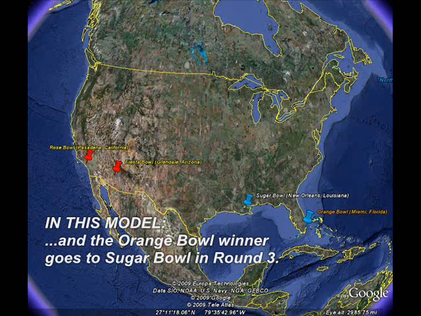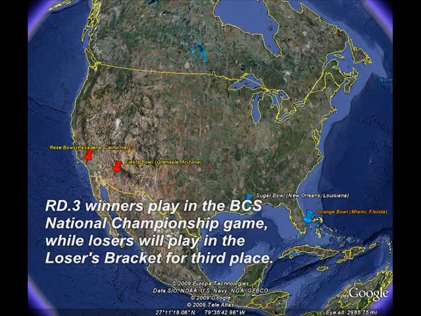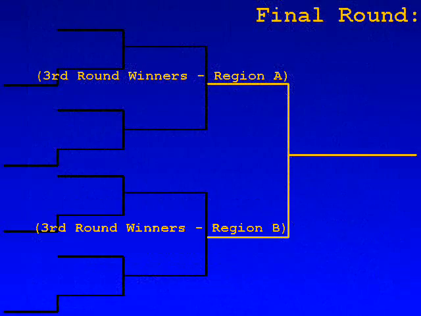The winners of the round 3 matches will go on to play at the site of the BCS National Championship game. The 4th and final round will not only host the BCS National Championship game, but also the 3rd place game. The 3rd round losers will still be invited to the site of the BCS National Championship game, only instead of playing for a national championship, they'll be playing in the afternoon or morning for 3rd place.